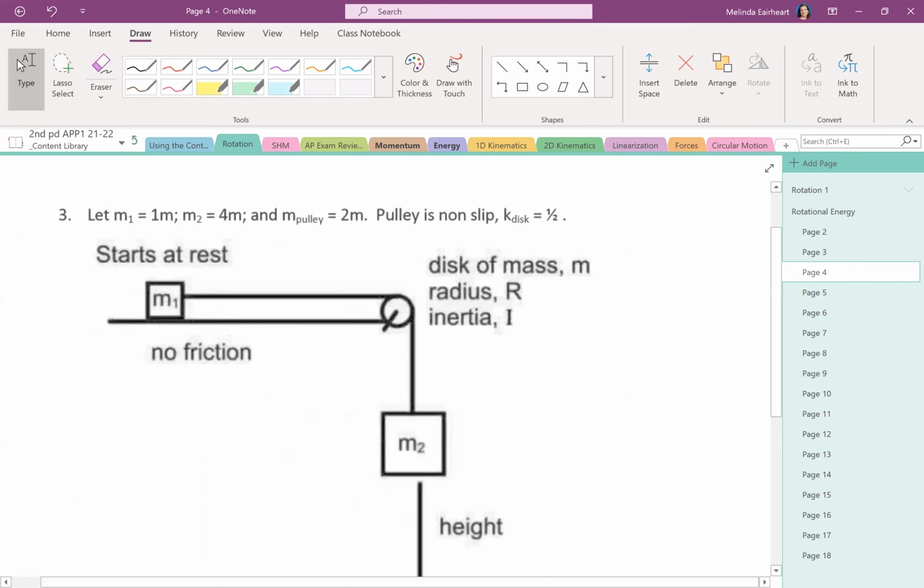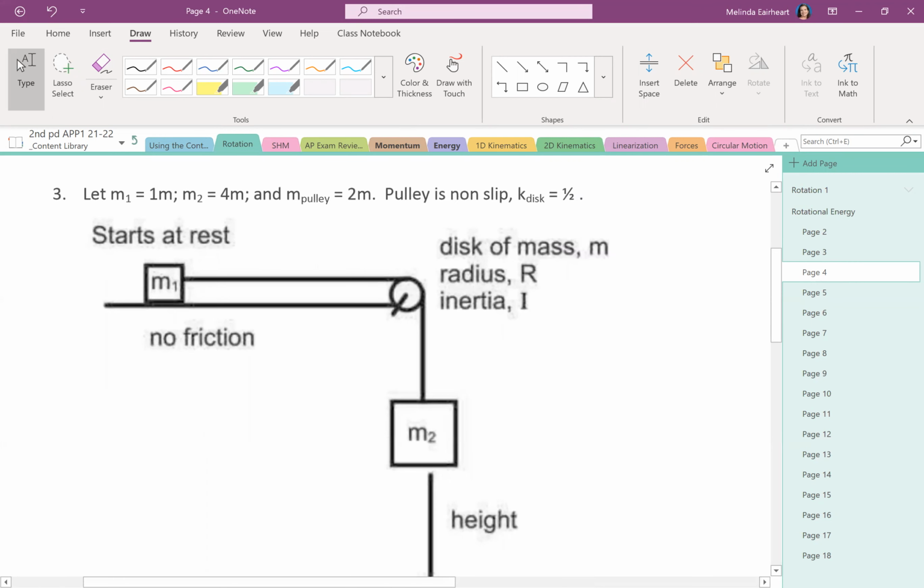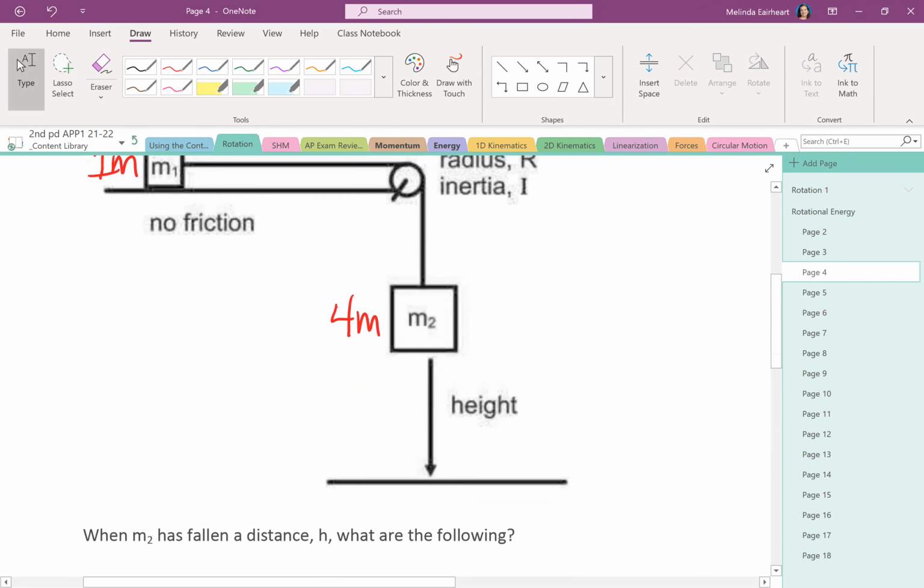Okay. And so similar to what we saw last time, now we're going to take an energy approach. M1 starts at rest with no friction on the table. And they give us some factors: M1 is 1M, whatever M is. M2 is going to be 4M, and it's hanging off the edge. And it's going to have a height change. I'm going to assume it's going to fall to the floor.